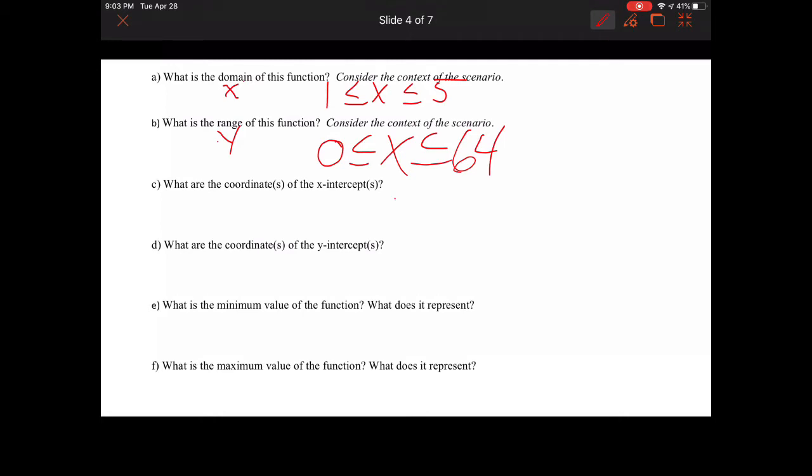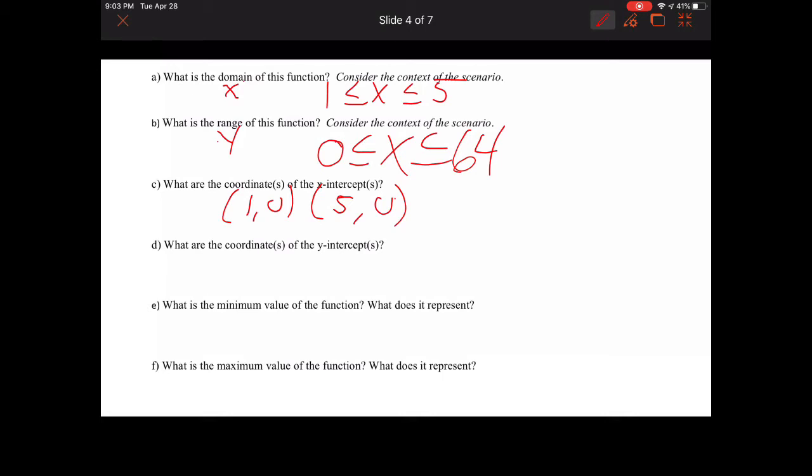What are the x-intercepts? Well, we can see them here. They are 1, 0, and 5, 0. And it'll say, what does it represent? I'm sorry, that should say, what does it represent? Does it not? I guess not. Okay. Oh, that's minimum, maximum. I'm sorry.